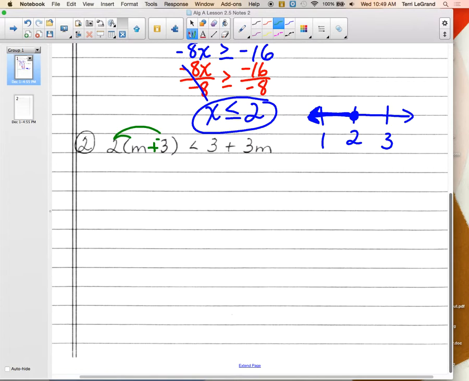What's its new name now? That left side. Yeah, 2m plus negative 6 is less than. Any simplifying to do on the right? No. They're not like terms? No, they're not. So we're going to have to just leave it 3 plus 3m.